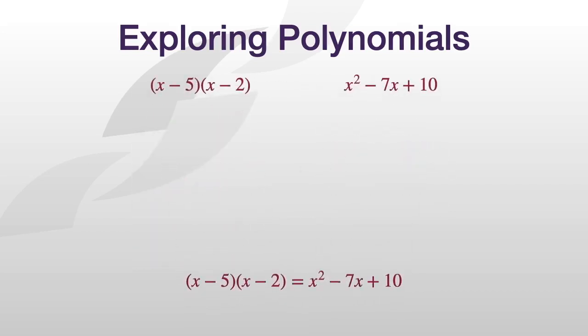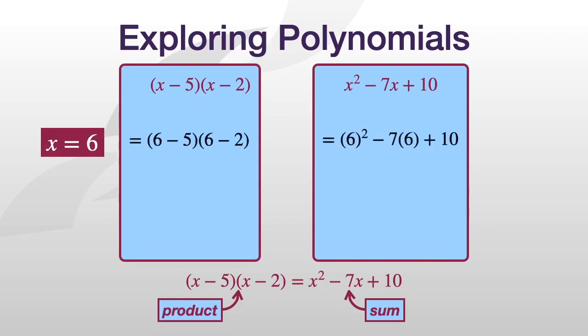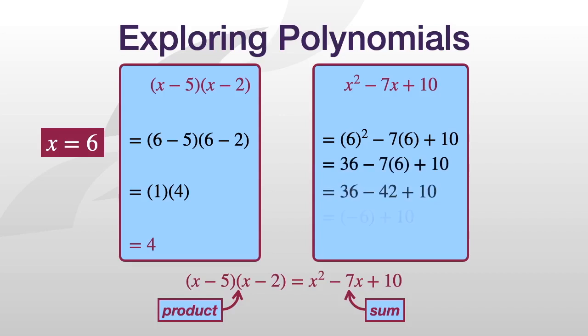These 2 algebraic expressions are equivalent. That is, although they look different, one is expressed as a product, the other is expressed as a sum, they are equal for any value of x. For example, what if x were 6? In each expression, 6 is substituted for x. Evaluating the expression on the left gives 4, as does the expression on the right. When x is 6, each expression is equal to 4. We correctly multiplied x minus 5 by x minus 2.